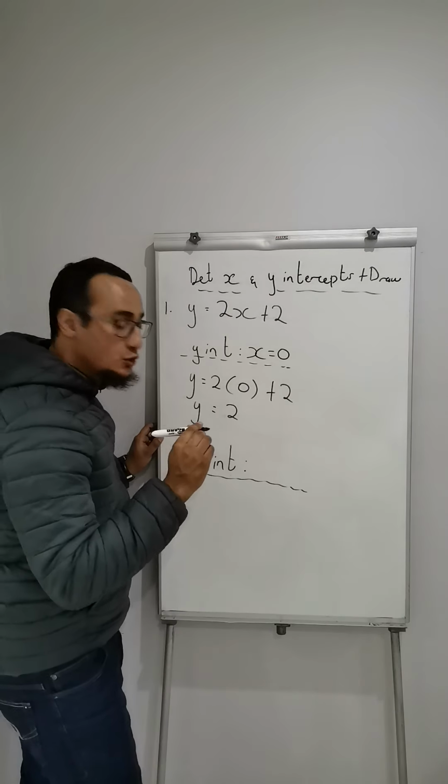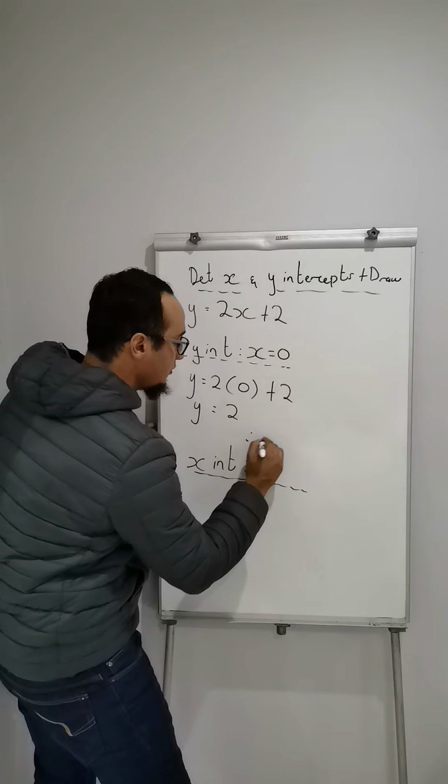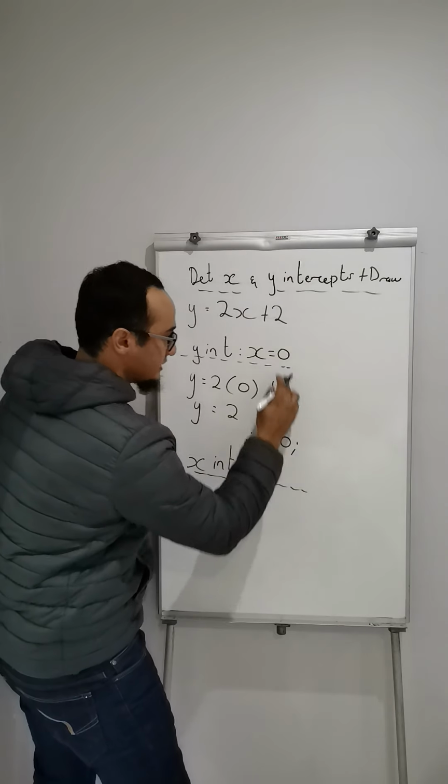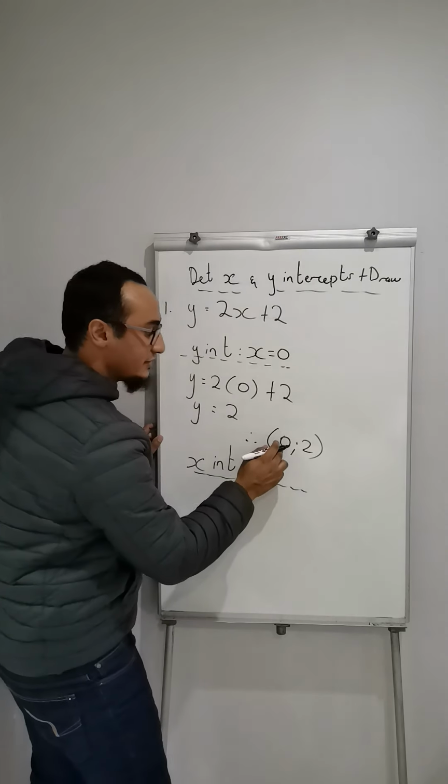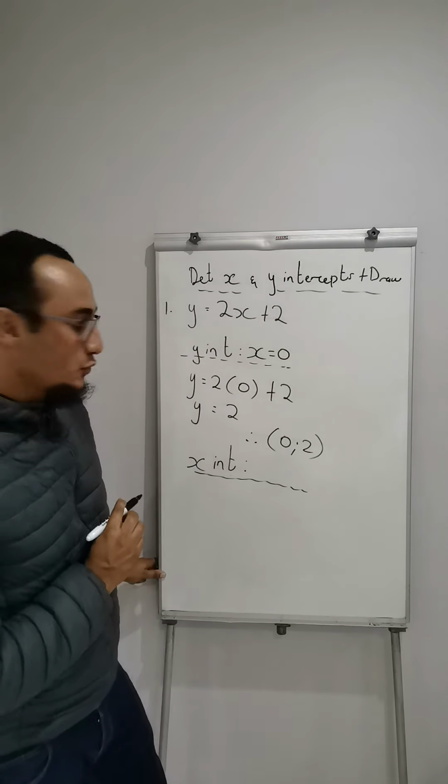But what is my coordinate? My coordinate is therefore 0, which is x, and y, which is 2. Remember, the x value always comes first in my coordinate.